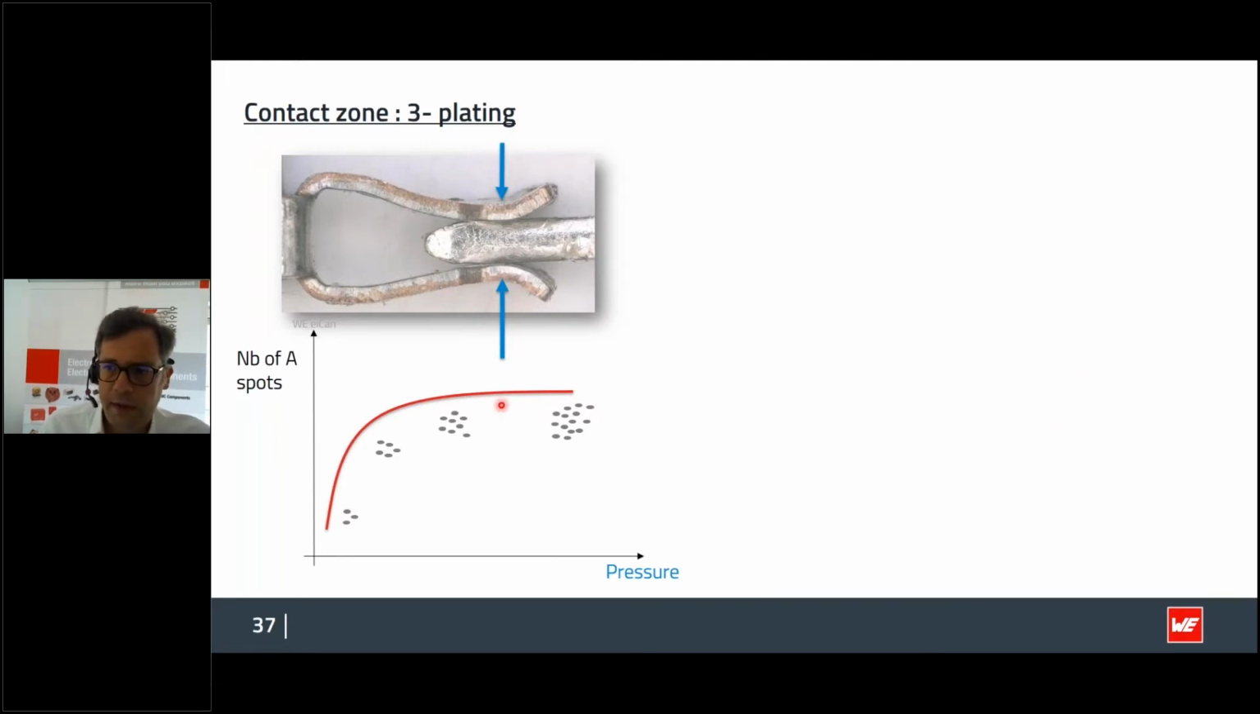So having a look at the A-spots themselves, you can see in this graph, first of all, the number of A-spots, and on the x-axis, you find the pressure. That means the more pressure you apply with the so-called mating force, the more A-spots you create. But up to a certain point, over here, you can see that these curves go parallel to each other. It means it doesn't make sense to apply more force.